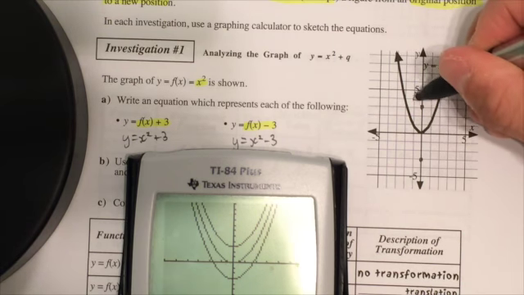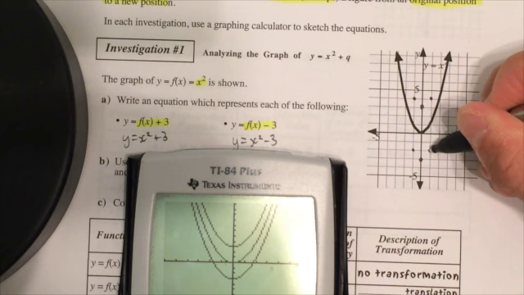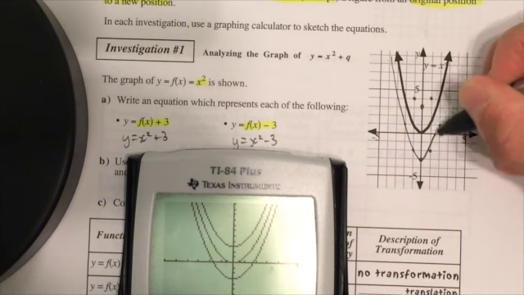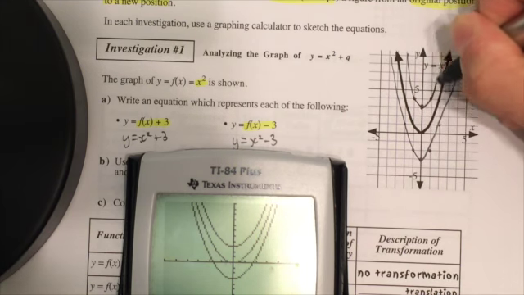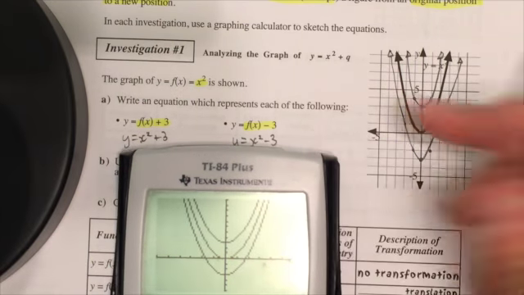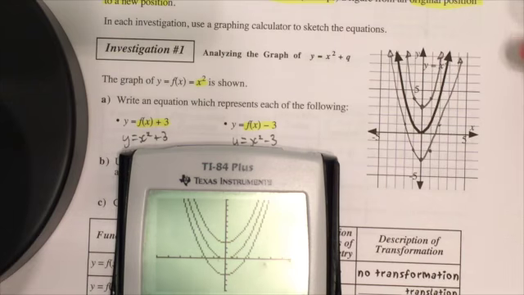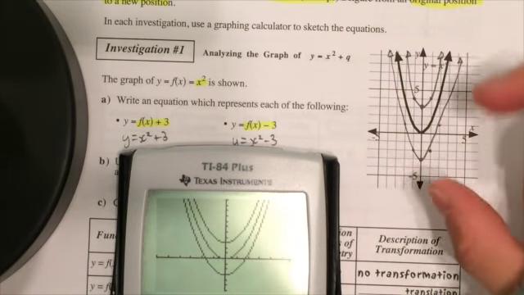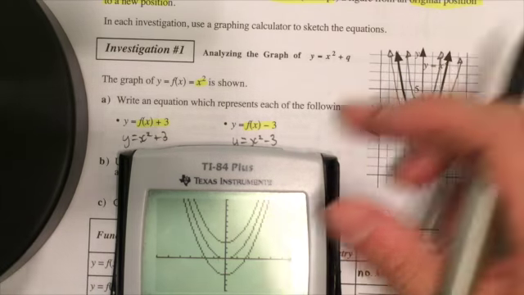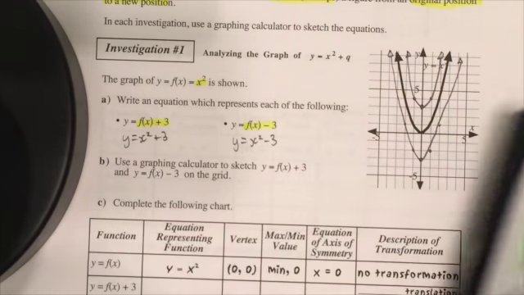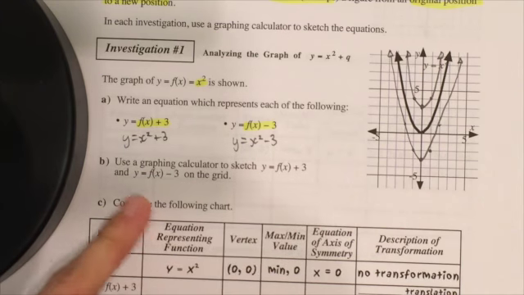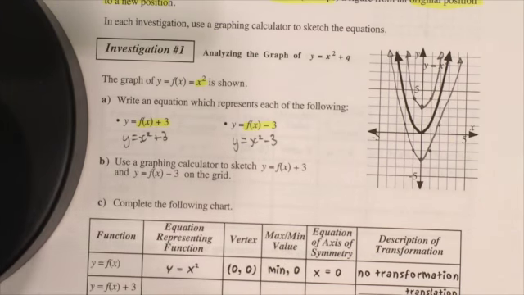All right, and they're both going to follow the same rules in the case of how they open up. It's going to look something like that, and this will look something like this. Okay, so you can see how our parabola is taking on the same form, but it's transformed. It means it's moved up or down or sideways to a new location on our graph. And so this is what we just did. We used our graphing calculator to sketch the function f of x plus 3 and the function f of x minus 3 on our grid.